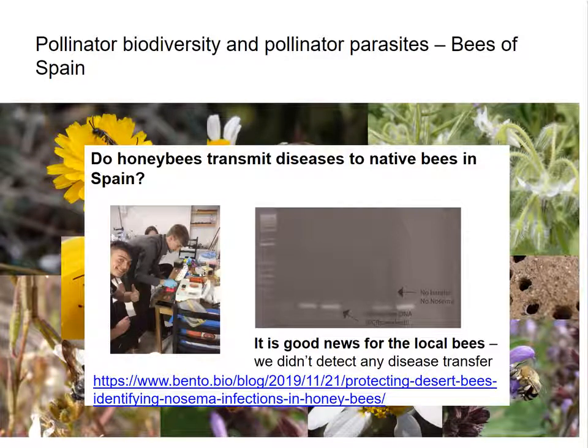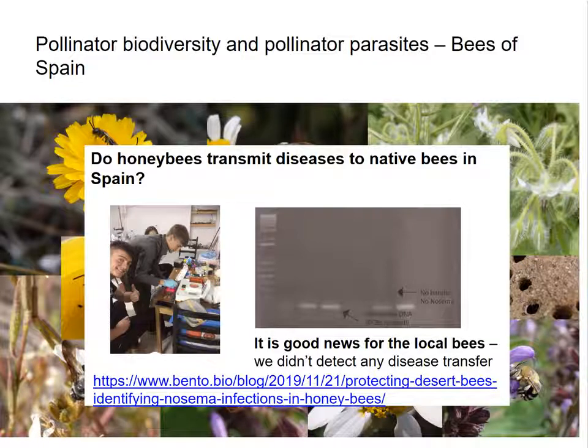Now what that means is that if a honeybee visits a flower and the honeybee has nosema, it's really easy for that honeybee to leave nosema behind on the flower, and then when the next bee visits, it might be a solitary bee or a bumblebee, it can then pick up the infection from honeybees. So we wanted to determine actually how common it was for nosema to be detected in honeybees around Spain.